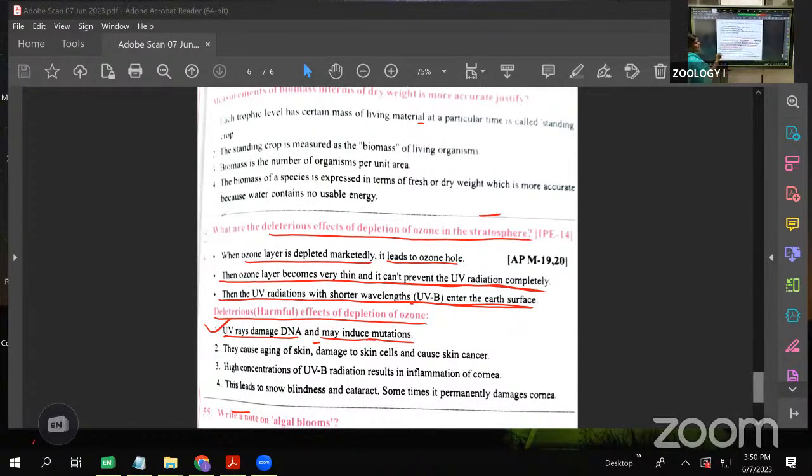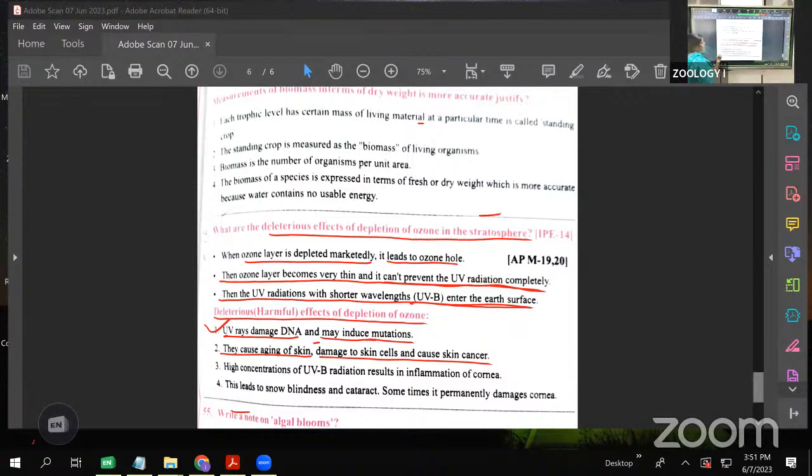Next, all of you know this one. They cause aging of the skin, damage the skin cells, and cause skin cancers. In this effect, when the UV rays fall on the earth, what will happen? They cause aging of the skin, damage the skin cells, and cause skin cancers.